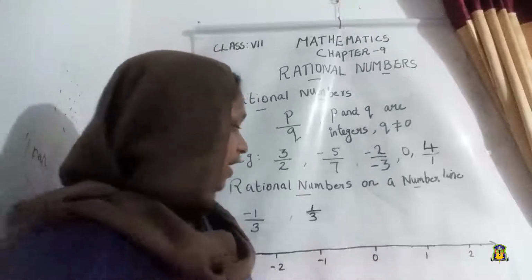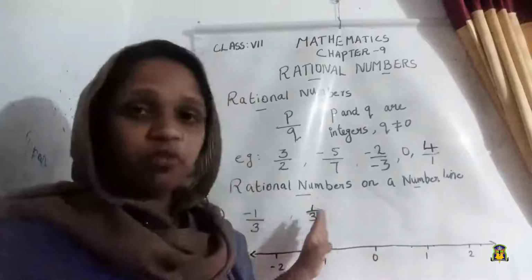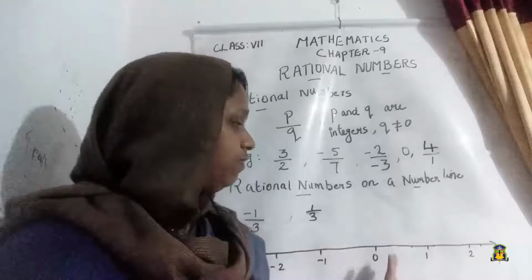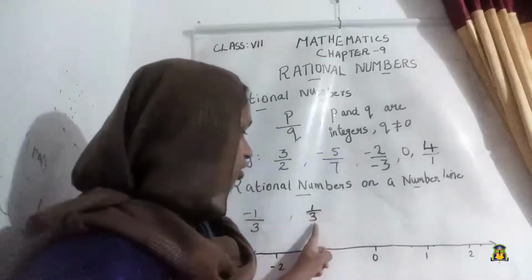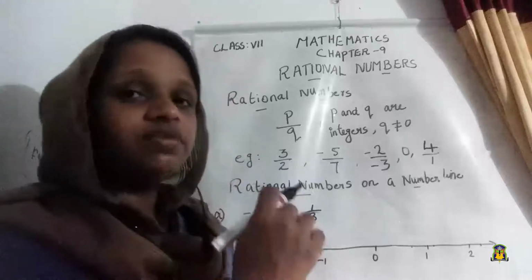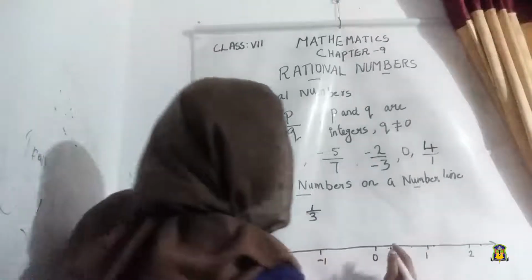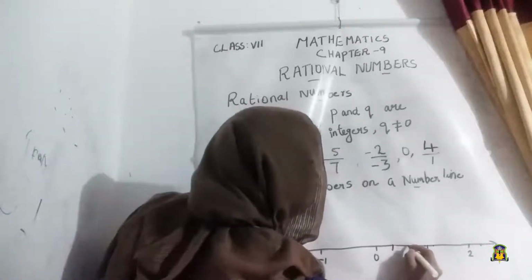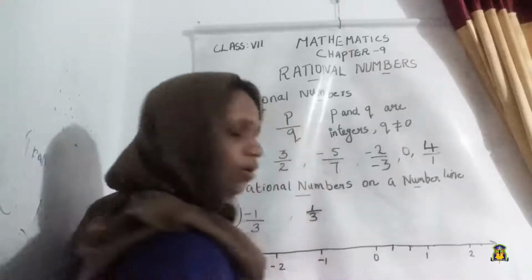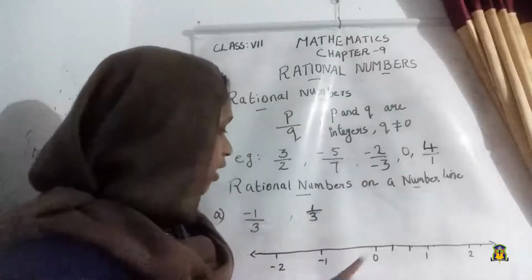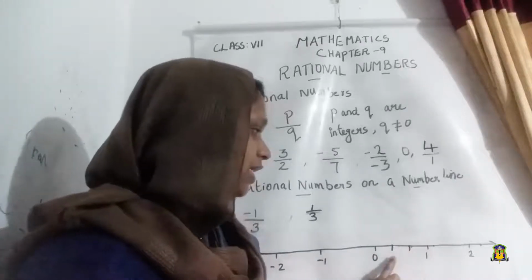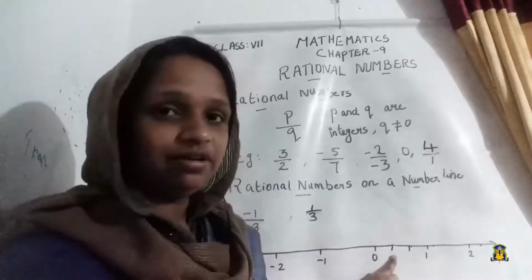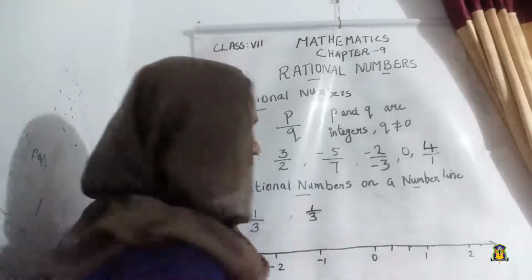It's a positive rational number, so we want to plot to the right side, isn't it? Here the denominator is 3, so we want to divide into 3 equal parts. That means 1, 2, 3. Okay, like this. So in this one part, we can write it as what? 1 by 3.